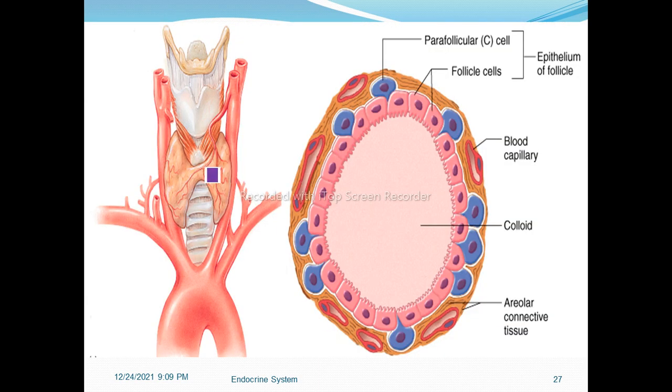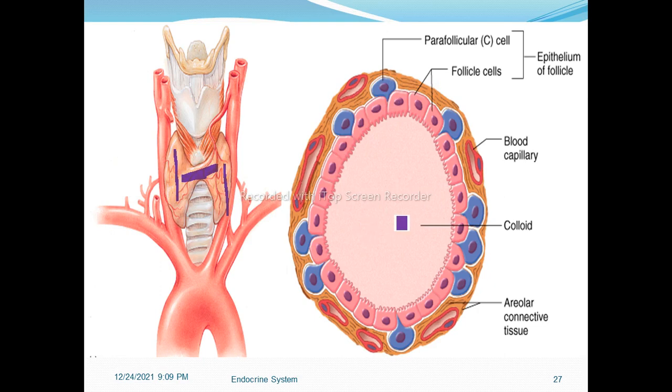So in gross anatomy, this is the thyroid gland, these are the two lobes, and this is the isthmus, which is found on the anterior neck region here. This is the thyroid gland, and this is an artery.